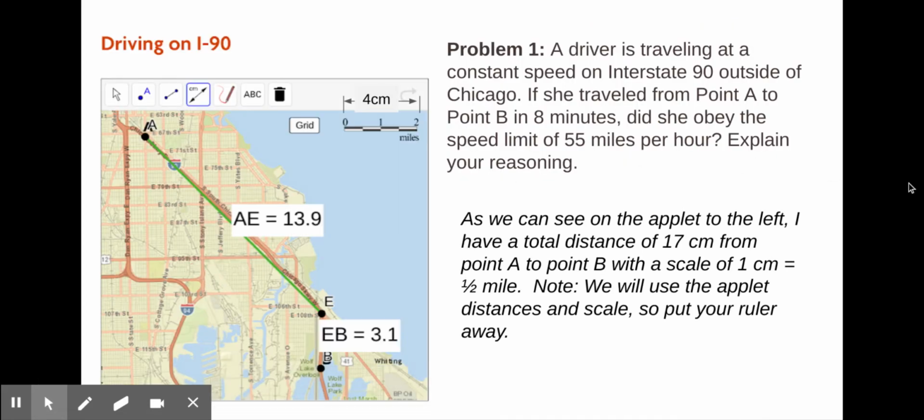All right, so here are some sample problems. You have a driver traveling at a constant speed on Interstate 90 outside of Chicago. If she traveled from point A to point B in 8 minutes, did she obey the speed limit of 55 miles per hour? Explain your reasoning. Okay, as we can see on the output to the left, I have a total distance of 17 centimeters from point A to point B, with a scale of 1 centimeter equals a half mile. Now, we'll use this output distance as a scale, so this may seem a little bit funny, but that's what the applet was telling me when I was creating this problem.